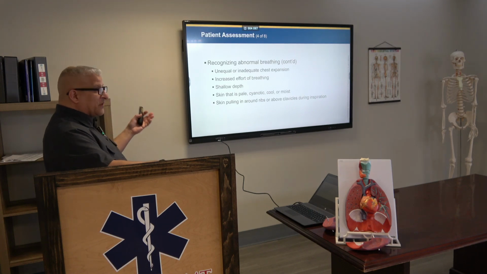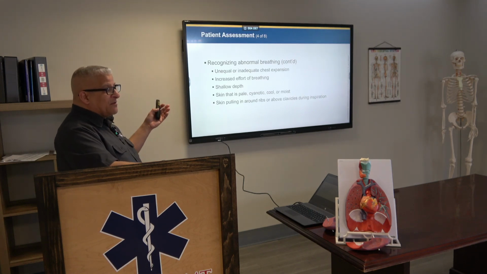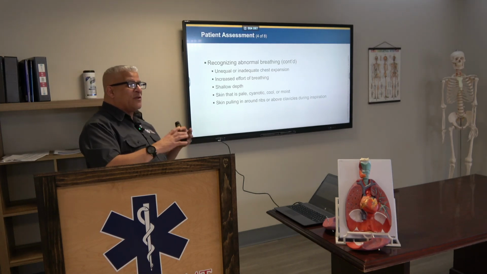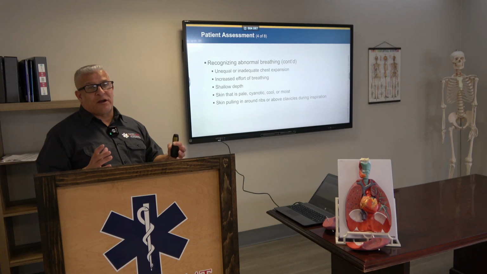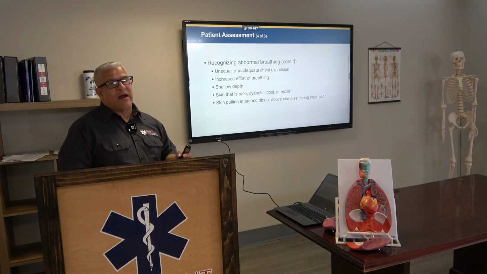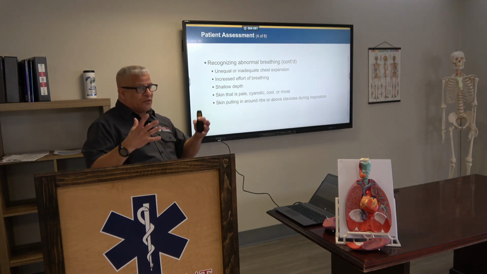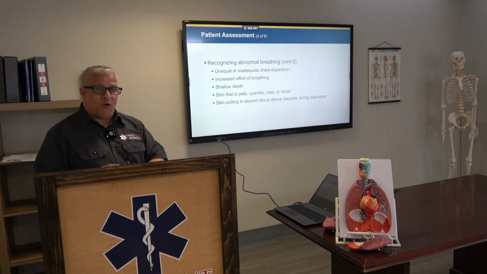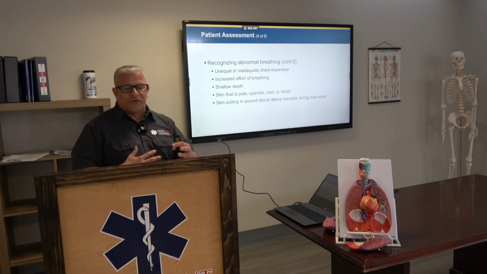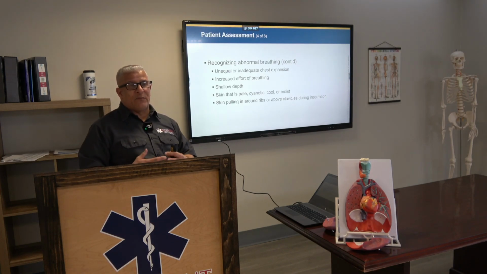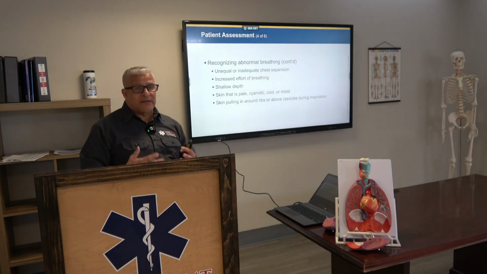Shallow depth. The skin: when we look at the skin, is the skin pale, cyanotic, cool, or moist? Cyanosis, or if they're cyanotic, means they have a blue-gray color to their skin, which is a sign of hypoxia. So once we see that, we know they're either not taking air in properly, or the body's not using it once it gets into the system. Through our assessment, we have to evaluate what's going on and see if we can correct or stabilize their condition.